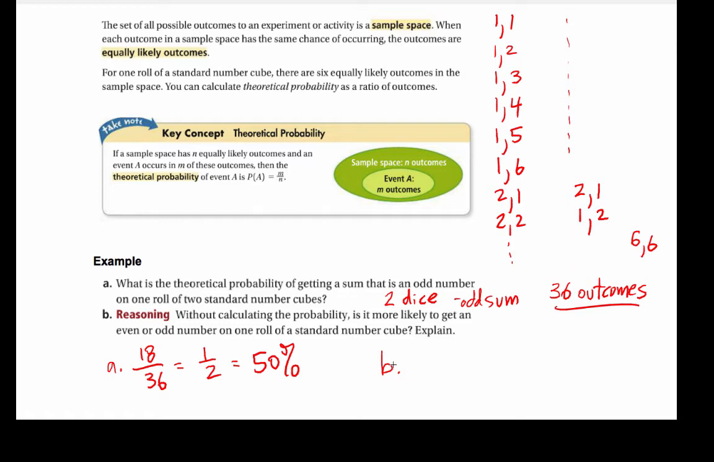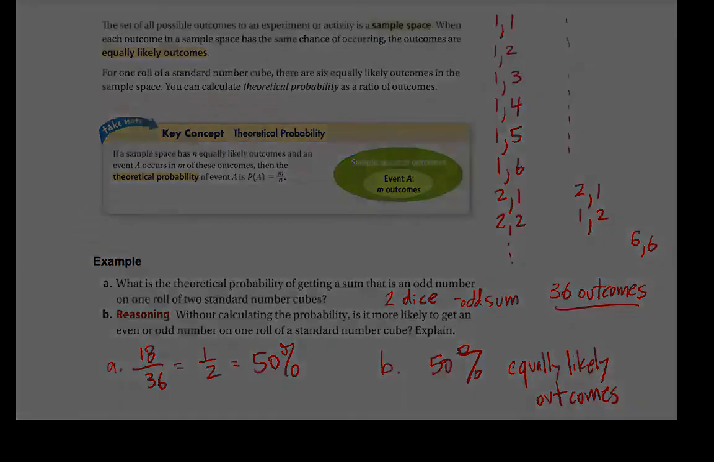So if we look at one number cube, one standard die, 6 sides, what's the probability? Well, half the numbers are odd, half the numbers are even. So we would say that there's a 50% chance of that happening, right? 50% chance of getting odd, 50% chance of getting even. So what would we say? These are equally likely outcomes because each has a probability of 50%.